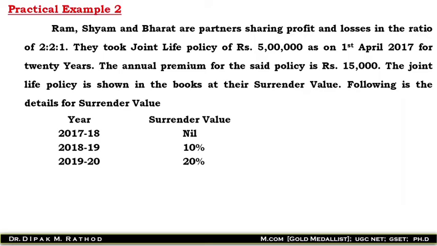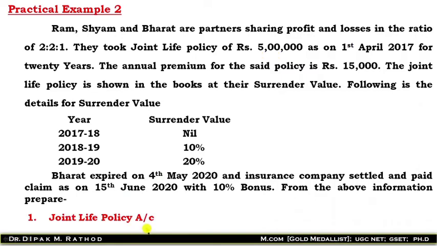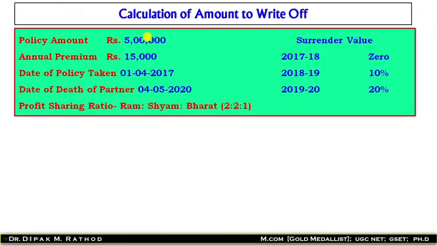Moving further, Bharat expired on 4th May and the insurance company settled and paid the claim as on 15th June with 10% bonus. So our policy amount is 5 lakh and when the claim is received, another 10% will be added, so our claim amount will be 5,50,000. Prepare joint life policy account only. So let's do it here. Policy amount 5 lakh, annual premium 15,000, date of policy 2017, date of death 2020, and the profit sharing ratio is given with surrender value.